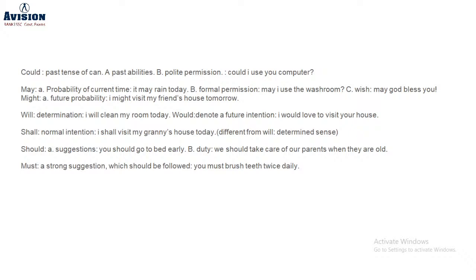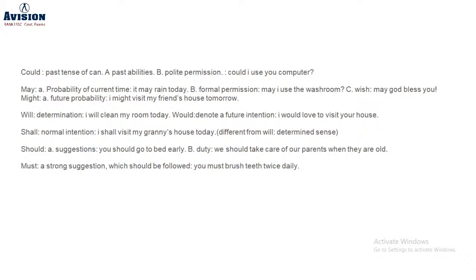She has the will to pass the examination. So what is the meaning of the word will here? What part of speech is this? This is a noun, right? And what does that mean? It means determination, it means willpower. So in the modal verbs also we use will where there is a sense of determination.